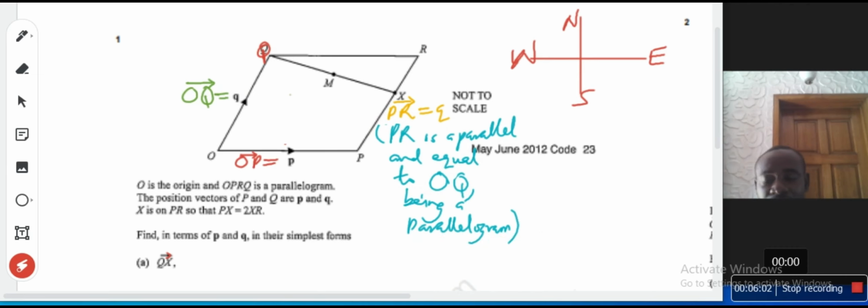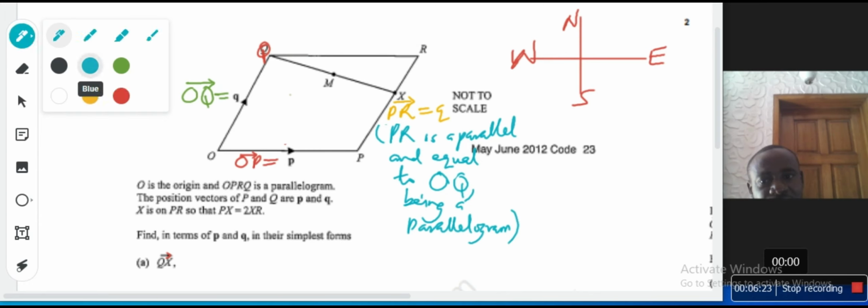So O to P is parallel to what again? P to Q to R, yes. O to P is also parallel to Q to R. It might help us. Have you observed that? O to P is also parallel to Q to R. So let's even write it down. It may be helpful. Let me write it down.